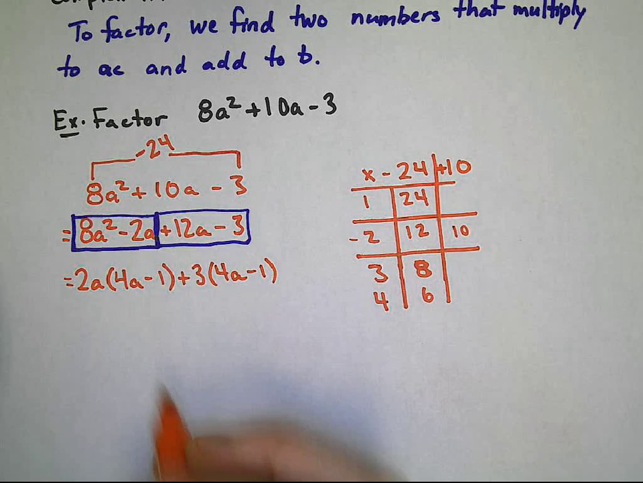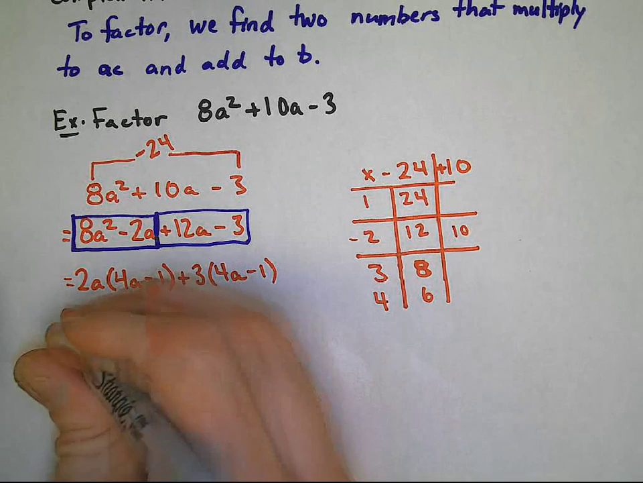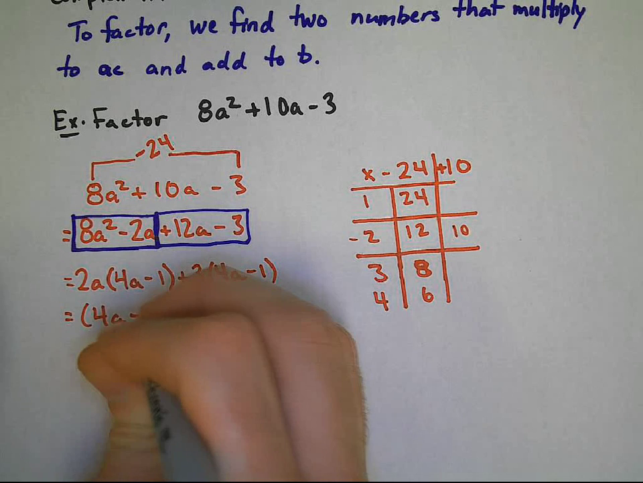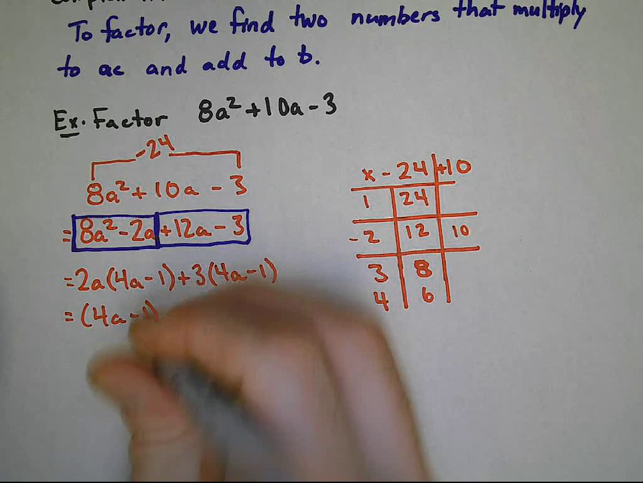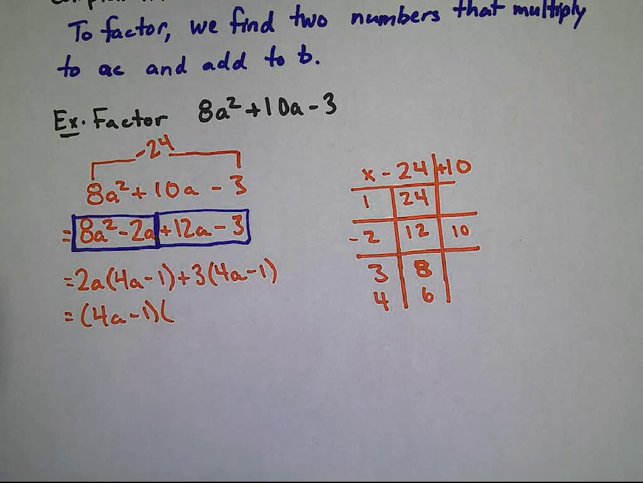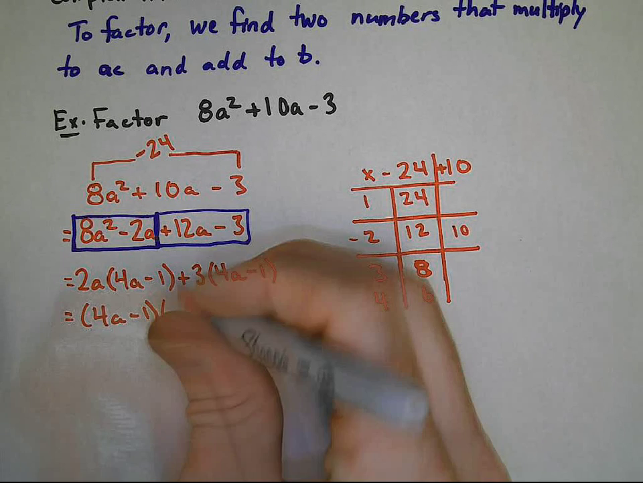I notice that both brackets are the same. I know that I have factored this correctly. 4a minus 1 is one factor, and the leftovers is the second factor, so 2a plus 3.